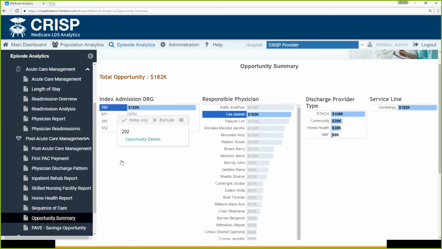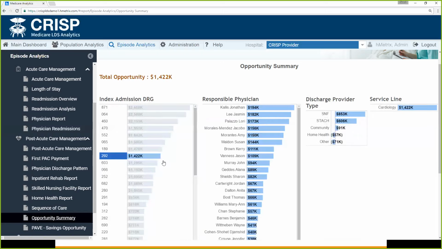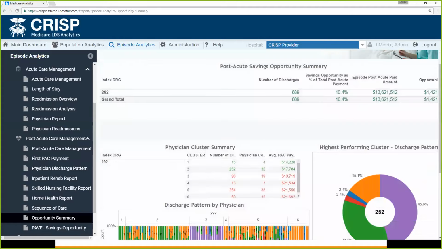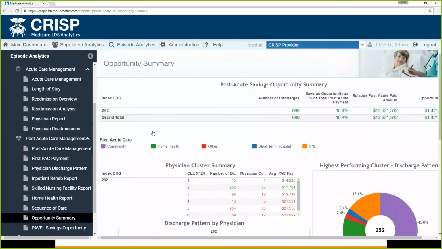So let's say we've looked at all of this and we realize, yes, 292 seems to be quite important. It's not the highest important, but I feel like maybe it's something that we could work on and get some real benefit from. So what I can do is I can drill down a little bit more and try to understand where this $1.4 million is coming from. So I can drill down to this opportunity summary details.